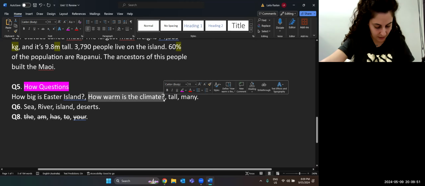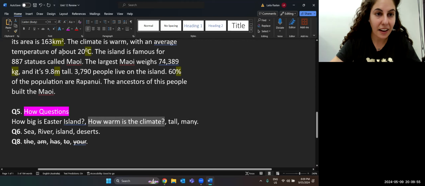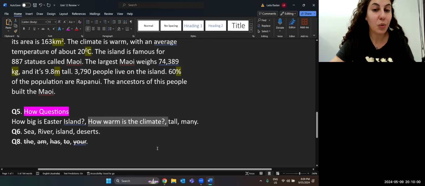So how warm is the temperature? We know in Easter Island, we read it before, the average temperature is about 20 degrees. So I can ask, how warm is the climate in Easter Island? It is 20 degrees.